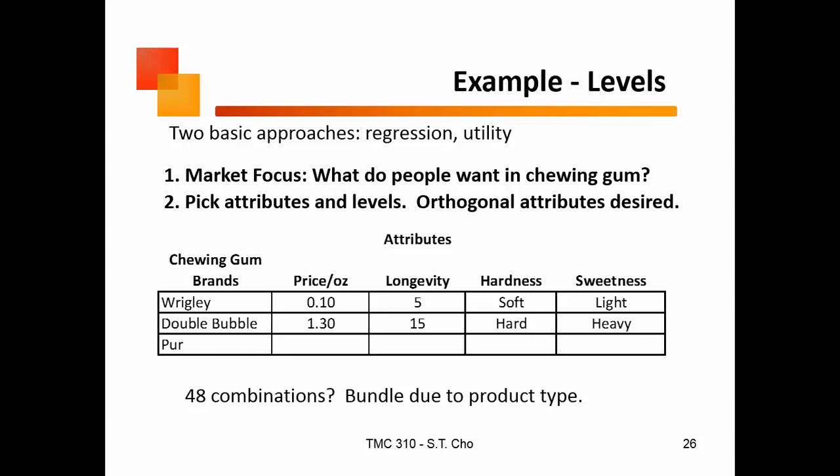Last time we talked about what do you do when you have a lot of variables. Well, first of all, let's go through an example. What do people want in a chewing gum? And so what I want to do is look at the attributes and levels. The attributes I'm going to go after are price, how much they're willing to pay, price per ounce, how long the gum is, how hard or soft, and whether you like a light gum or heavy gum.